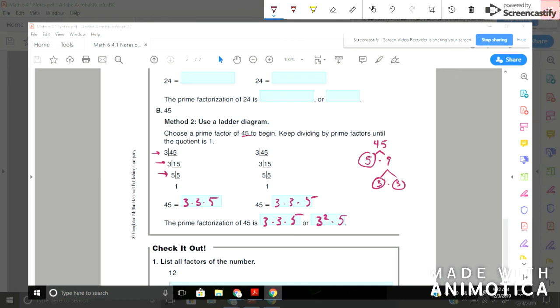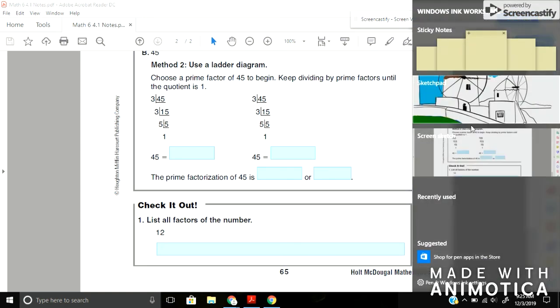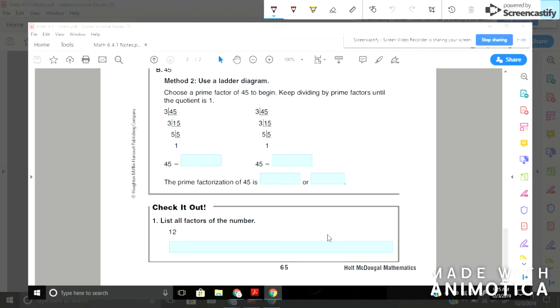Okay. Lastly is the check it out. So pause the video, see how you do, and then come back to check. All right, factor pairs for 12. We'd have 1 times 12, 2 times 6, and 3 times 4. All right, hopefully you did okay with that one.